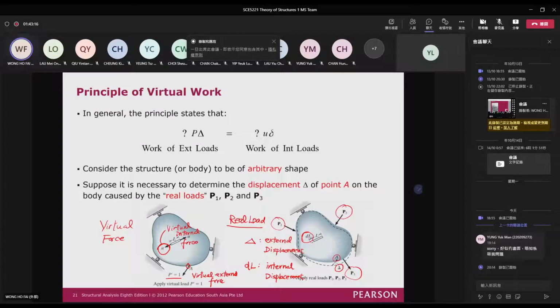Now you can see that force times displacement is equal to the work done, right? So you can imagine there's a force here which is equal to 1, and at the same location there will be a deformation, which we call delta. So this force 1 will cause an external work done of 1 times delta. This is the external work done.